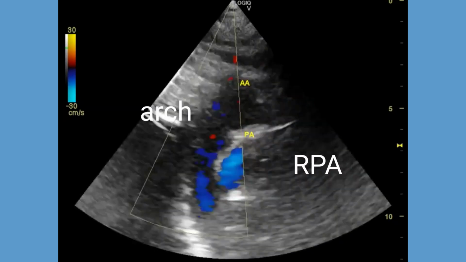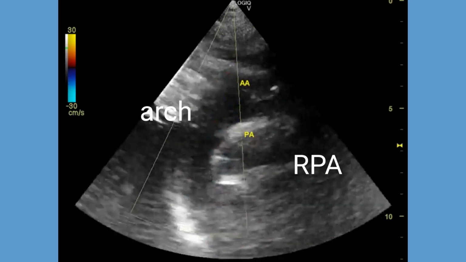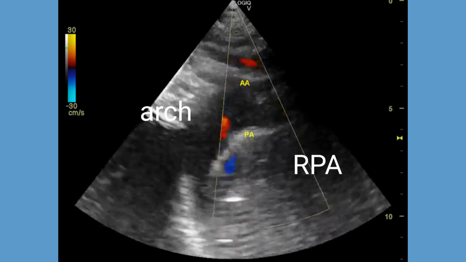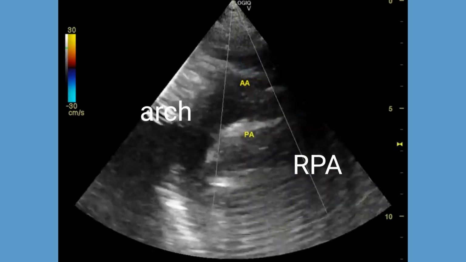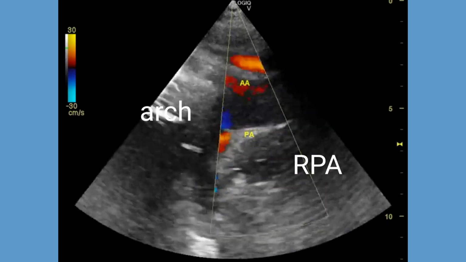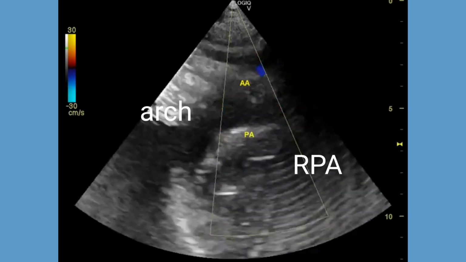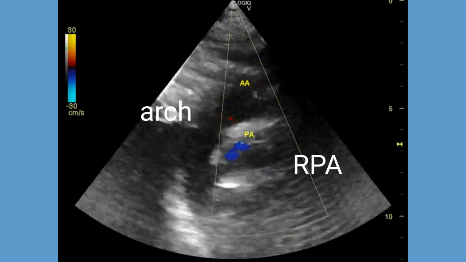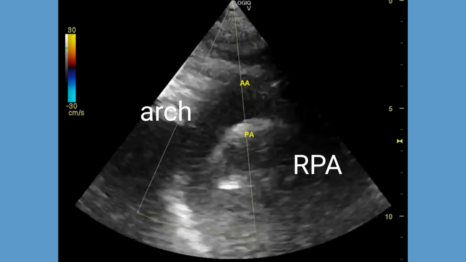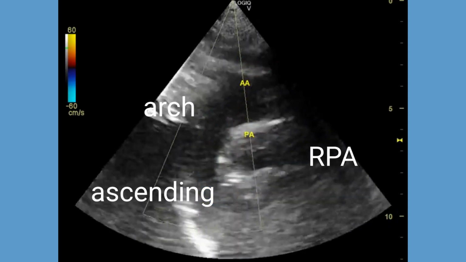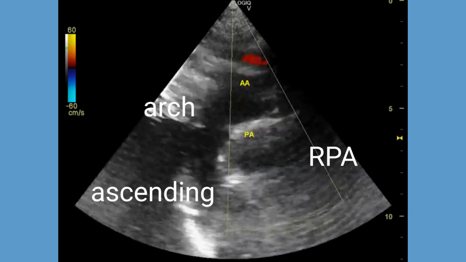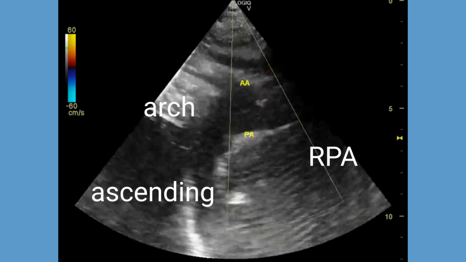The suprasternal view is important for studying the aorta because it can help detect aortic aneurysms, which are abnormal dilatations of the aortic wall that can rupture and cause life-threatening bleeding. It can also detect aortic dissection, which is a tear in the inner layer of the aorta, creating a false lumen from where blood can flow and compromise blood supply to vital organs.